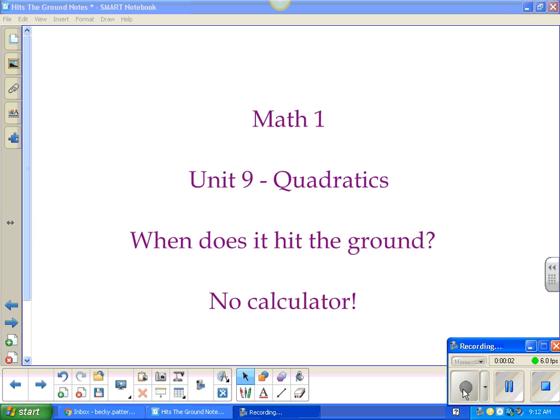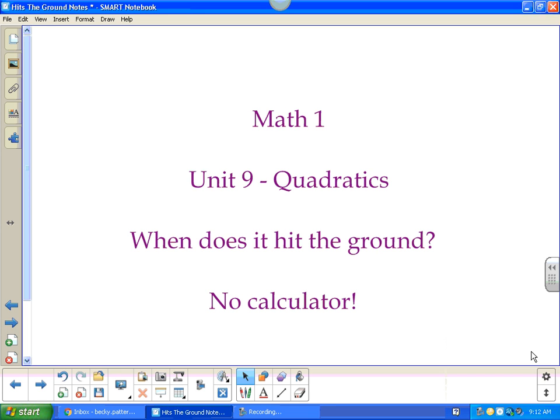So this lesson is an extension from yesterday's lesson on quadratics and using them to model real world problems. And we are trying to find when something is going to hit the ground. We are going to do this with no calculator because for the math one, this is going to be on the no calculator part of the test.